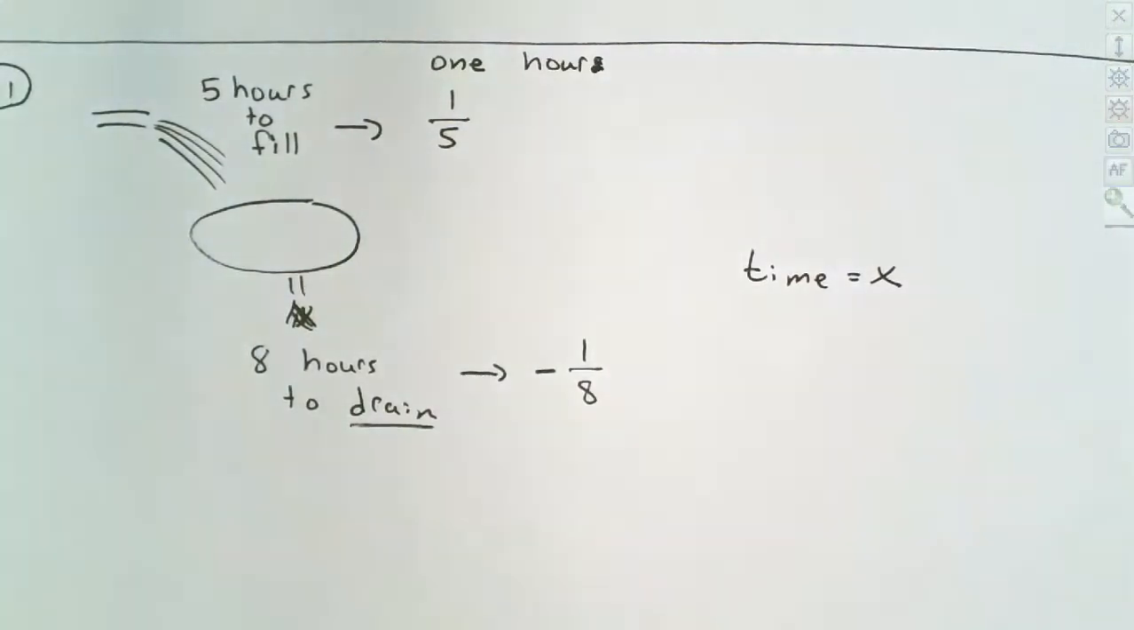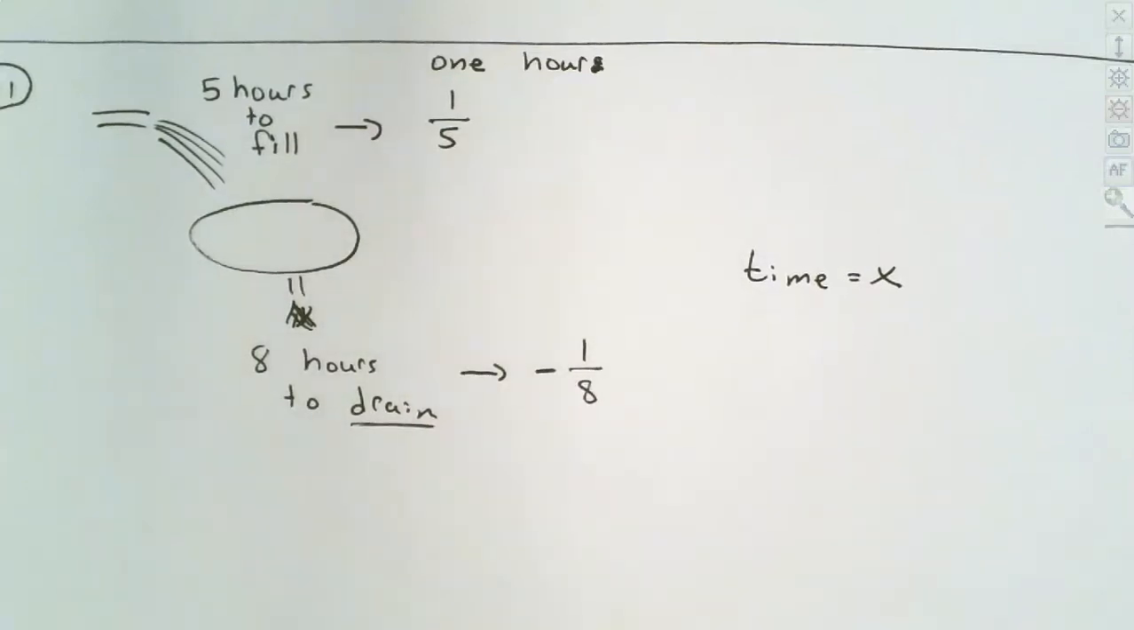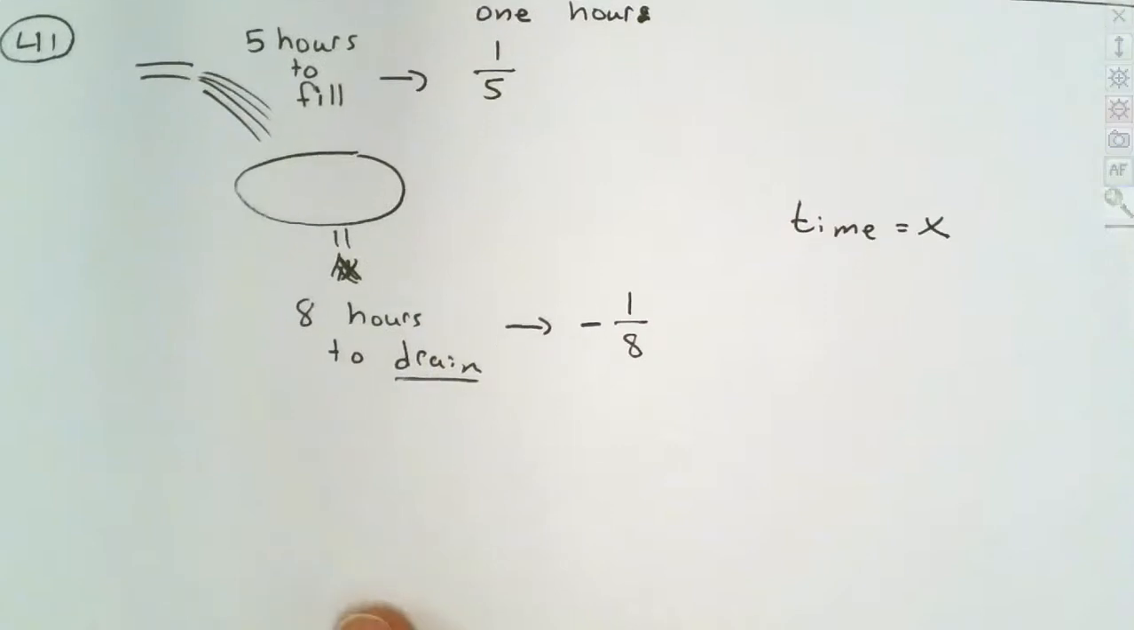Now what's eventually going to happen? You've got water coming in faster than it's draining out, right? Because 1/5 is obviously bigger than 1/8. So what eventually is going to happen? Eventually we're going to overflow this pool. So let's see how long it takes to start overflowing that pool.